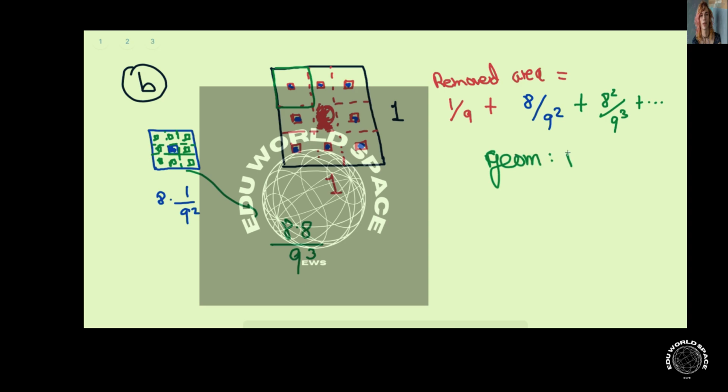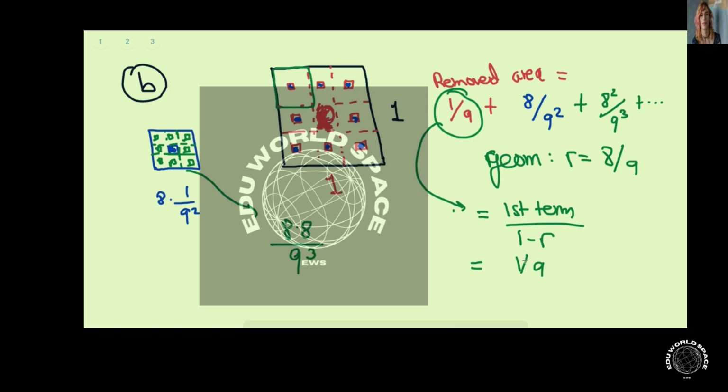Geometric with r equals 8/9. This is what you're multiplying by each time. And we know the formula for a geometric series. You take the first term of the series, and then you just divide it by 1 minus r. In our case, the first term is just 1/9. We could see that up here. That was the first step. And then we do 1 minus 8/9, because that is our value of r. Go ahead and simplify that.